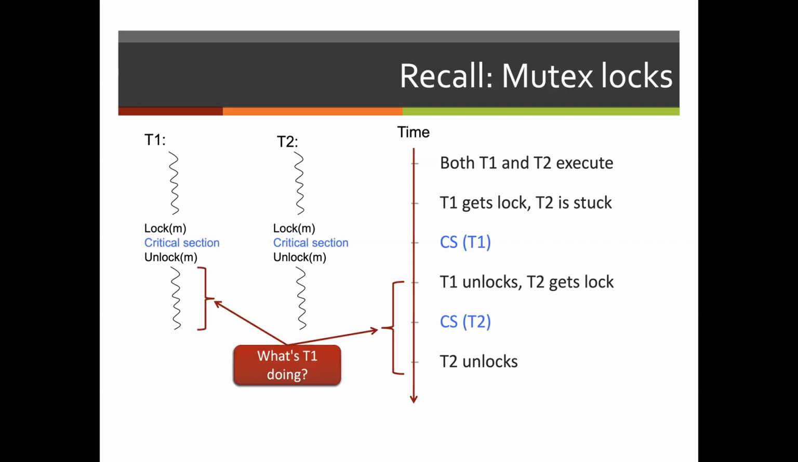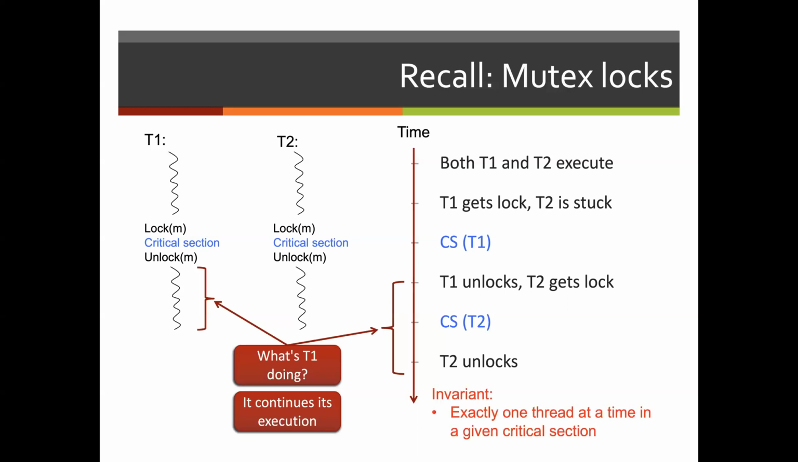So let's consider what T1 is doing during this time that the critical section for T2 is executing. It'll continue with its execution. And so exactly one thread at a time is given a critical section for this invariant.